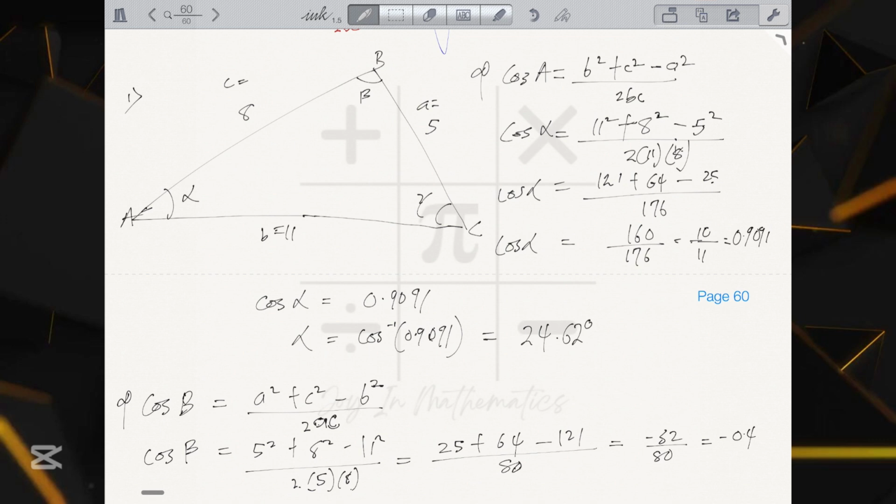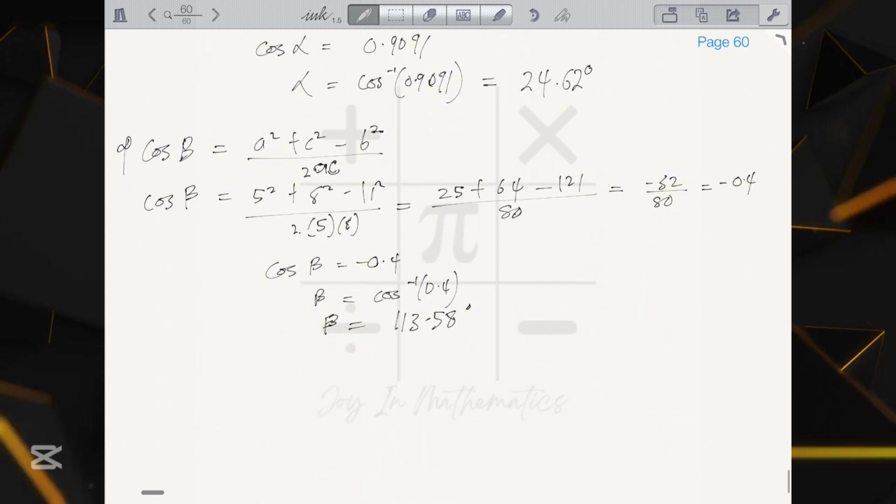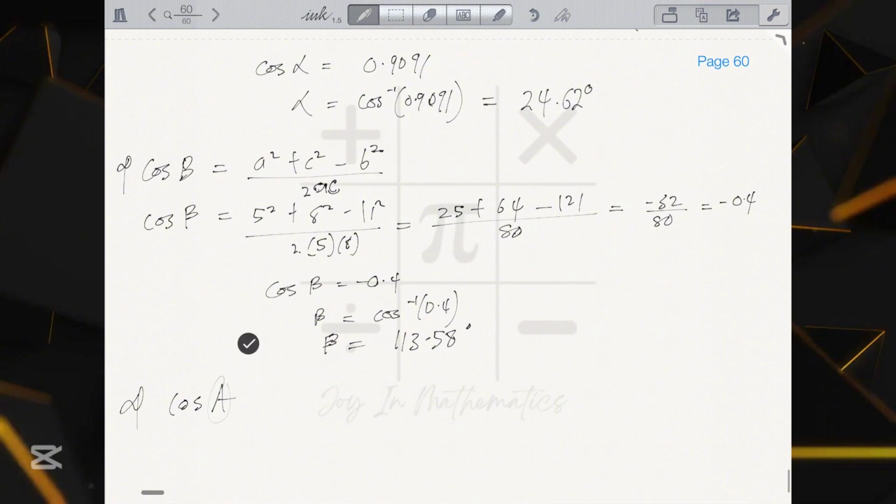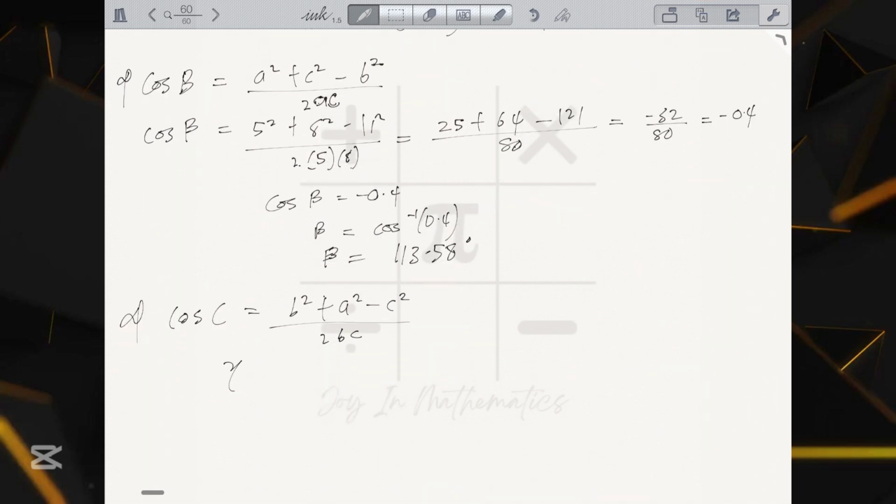You will have the same results. You can try that using cos C. That should be cos C, which is equal to B squared plus A squared minus C squared divided by 2BC, and we will have our answer for gamma, as the case may be, equal to 41.8 degrees. Try it, I believe you will get the answer.